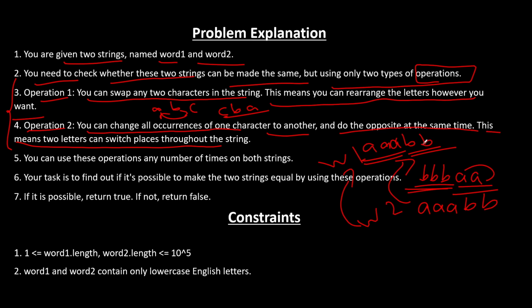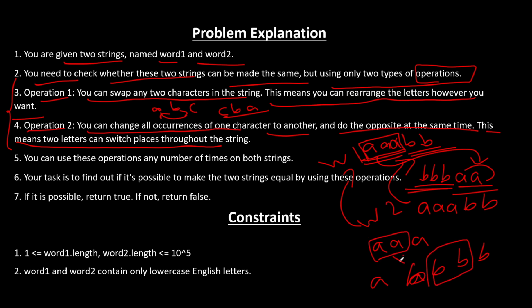This is what the second operation says: if you have n number of A's here, for example, and you have n number of the same letter here also, you can completely change them. You cannot do it partially. If you take two A's from here and replace them with two B's, that is not possible. Either you take all the A's and replace all the B's, or you don't. Please keep that in mind. This is what the second operation says.